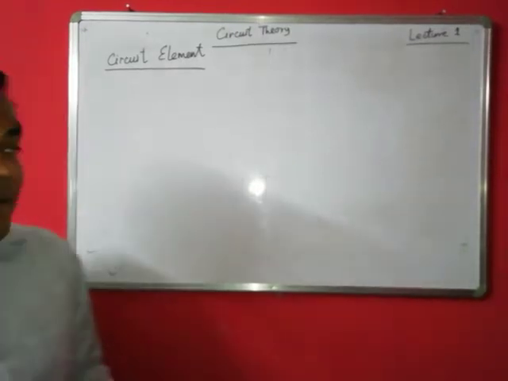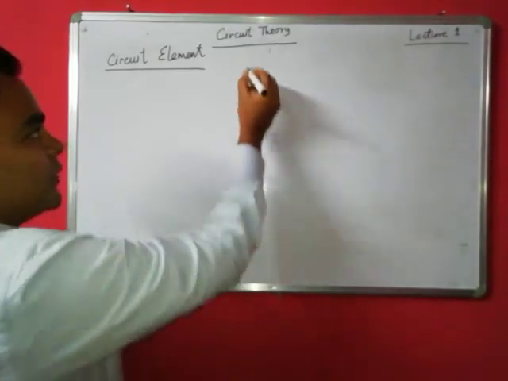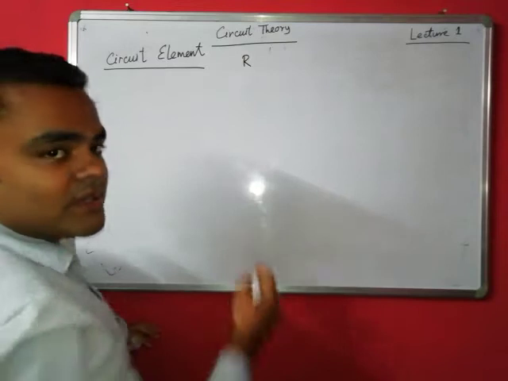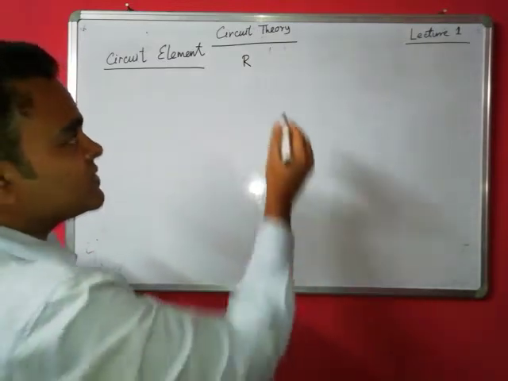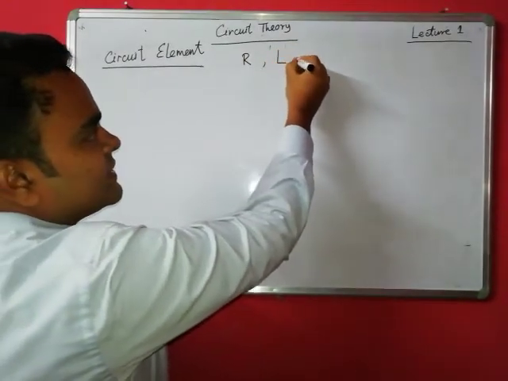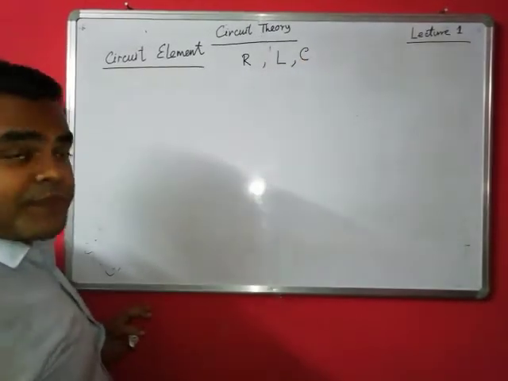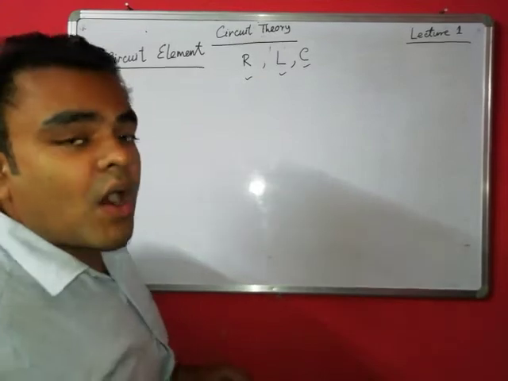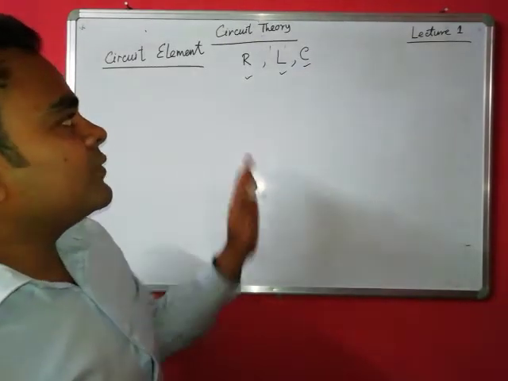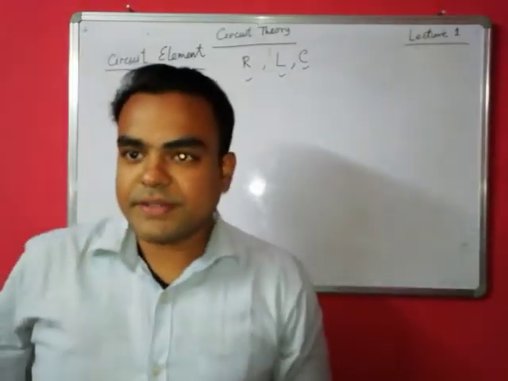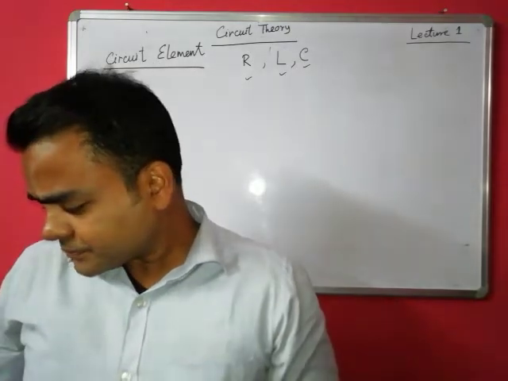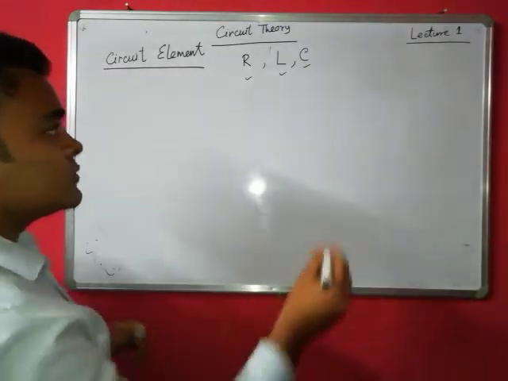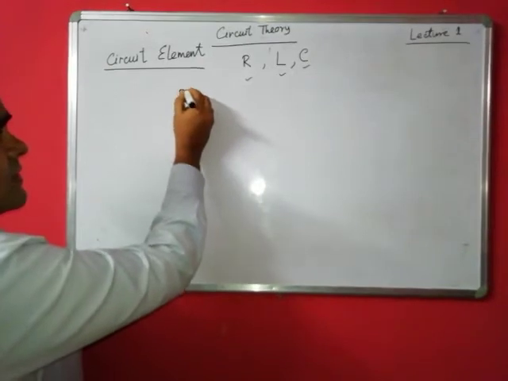So the circuit elements are, we know that this is resistance. We are very much familiar with resistance, and we have inductance as well as capacitance. So we will discuss the properties of resistance, inductance and capacitance, how they behave, and different waveforms. Today we will discuss all those things. So first of all, we know resistance.